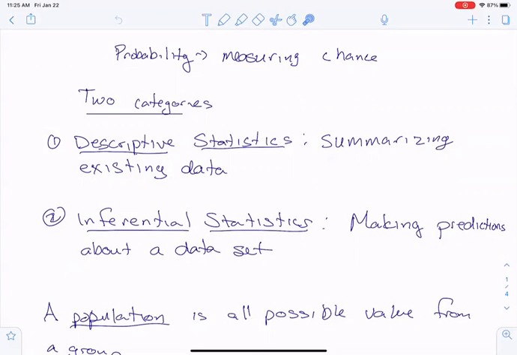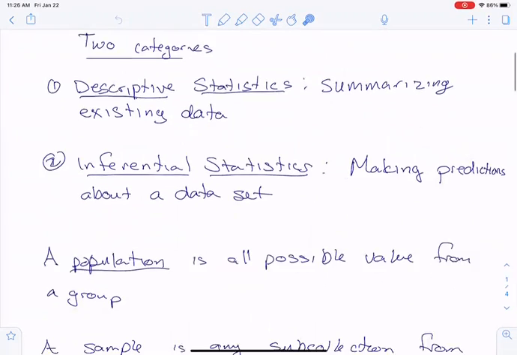Inferential statistics is making predictions about a data set before we've collected it. That would be like, what do we think the mean of an incoming data set is? Or how likely is it that the proportion that a certain data set has a characteristic before we collect it is within a certain confidence interval? Inferential statistics is what we will study more towards the later half of this course.